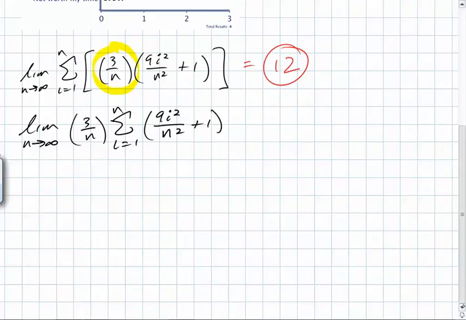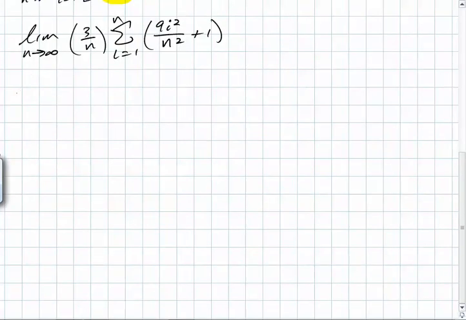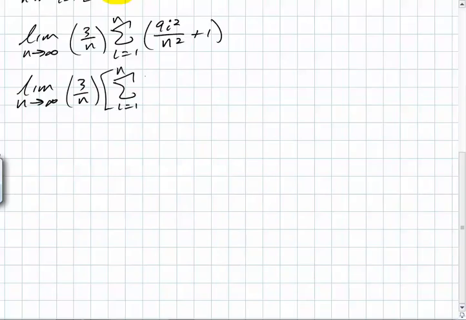So at this point, what should you do to that summation? You have one summation. How many should you turn it into? Turn it into 2 summations. So you have the summation of i equals 1 to n of 9i squared over n squared plus the summation of i equals 1 to n of 1.